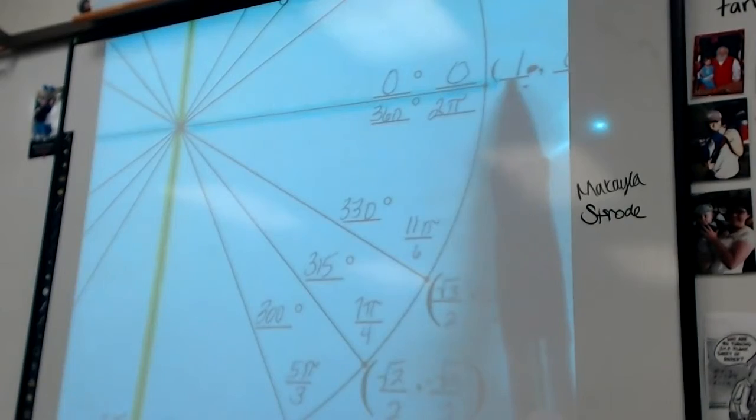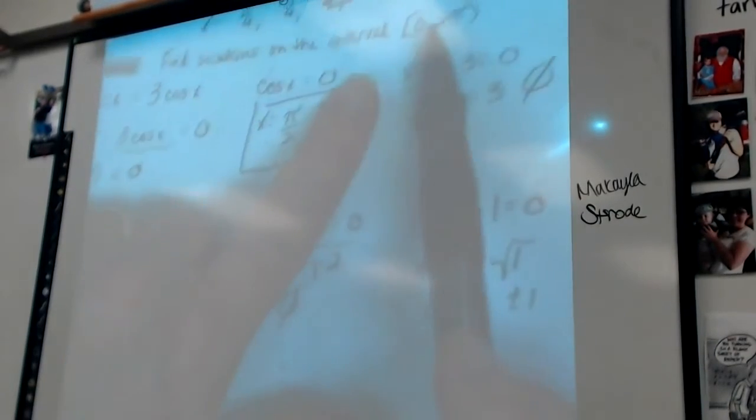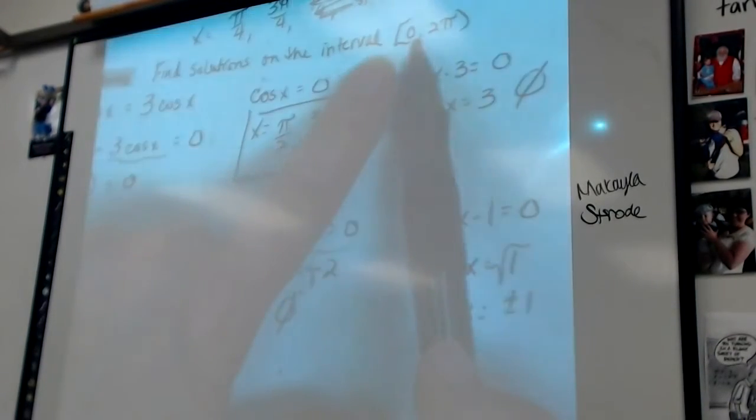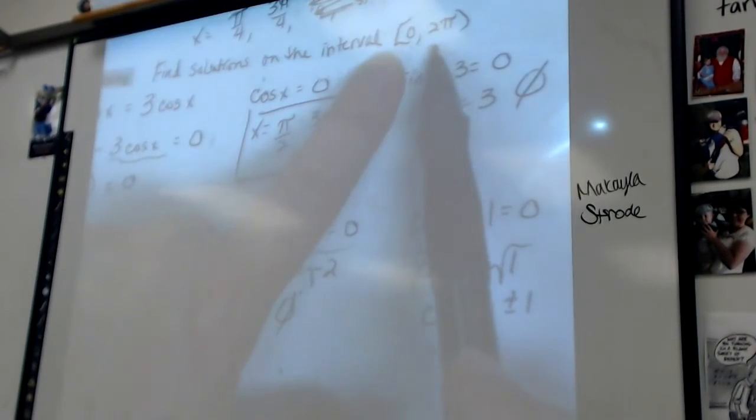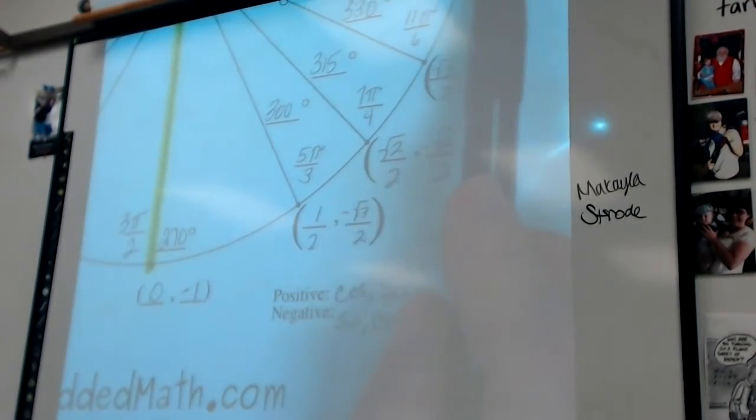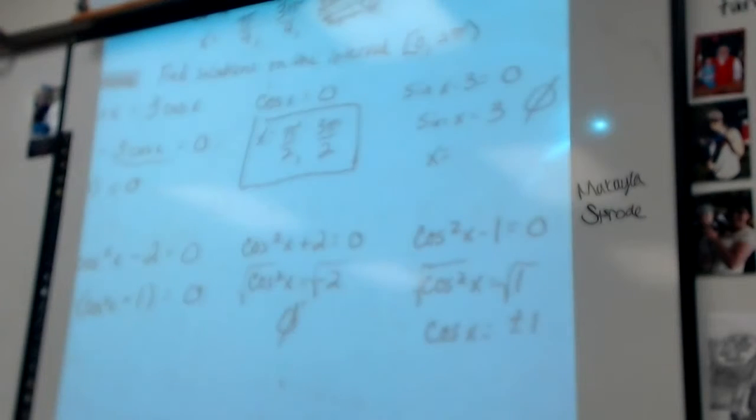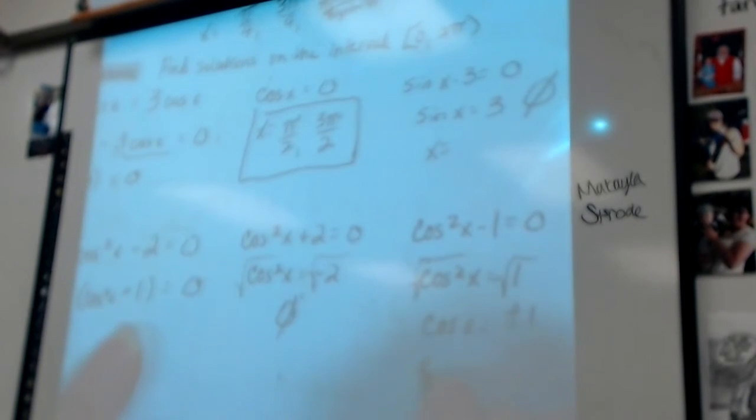Well, 0 is where we start. Notice this right here. This means including 0, but not including 2 pi, because 0 and 2 pi are at the same spot. So we start at 0. So here cosine is 1. And if we go over here, it's -1. And that's it. So x equals 0 and pi.